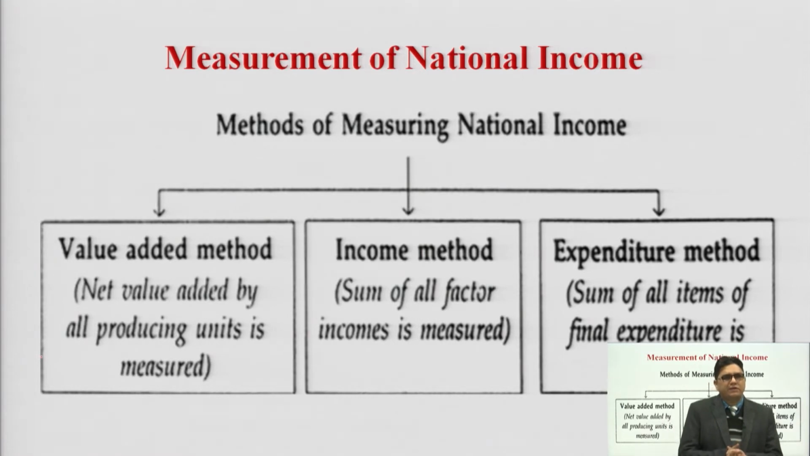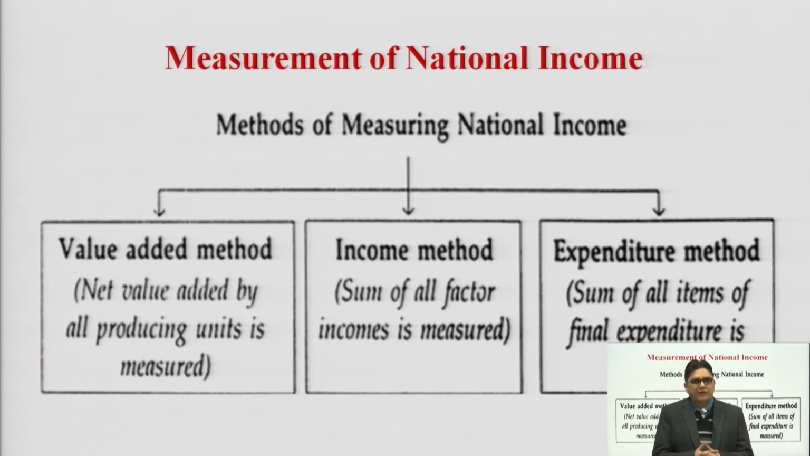For the value added method, we have two methods to calculate it. First is the product method. In the product method, we can take all final goods and multiply them by their current or prevailing prices. So, easily we can calculate the GDP by the product method. Next is the value added method.